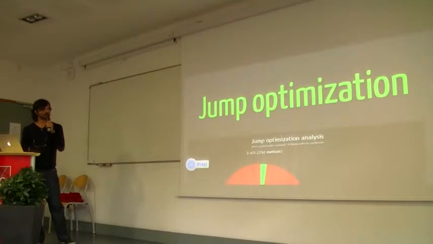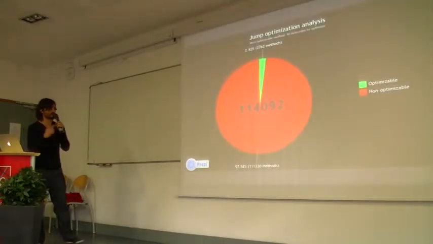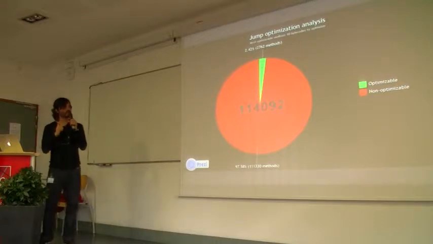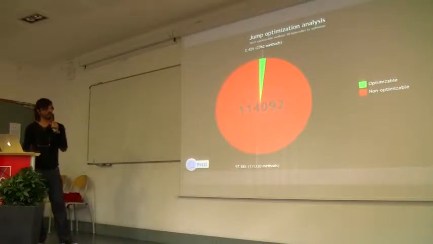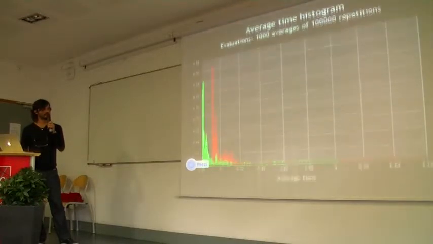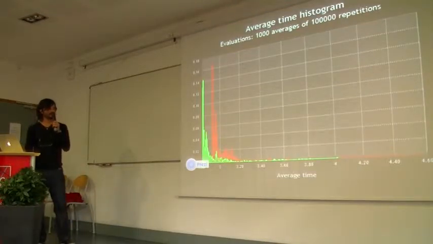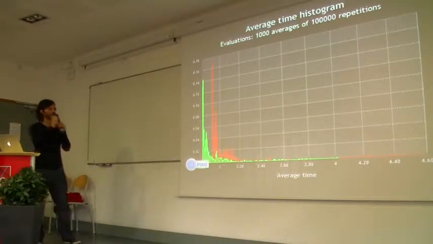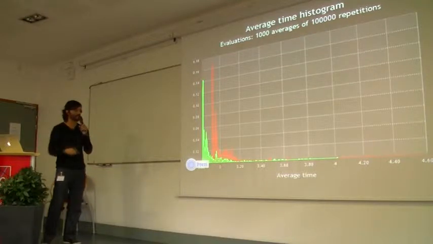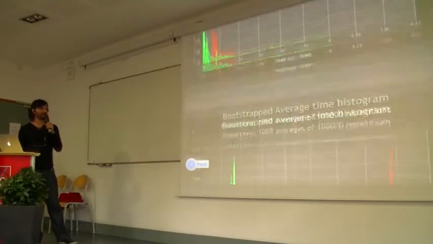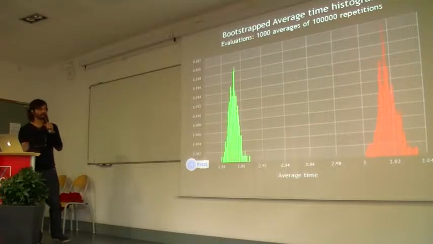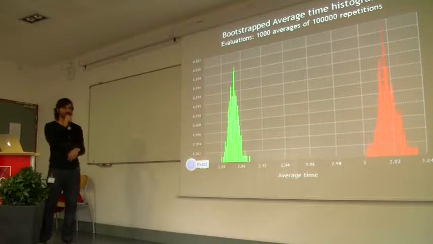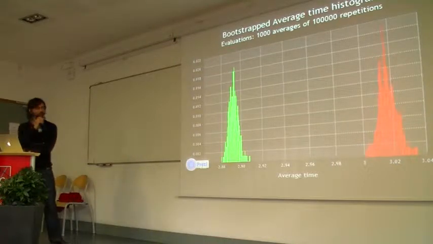And finally, the jump optimization. Well, in the same image, we have less than 3% of methods which are optimizable, but here we see in the first chart that there is already a significant difference. And if we run the bootstrapping, we clearly see that this is a very significant optimization.